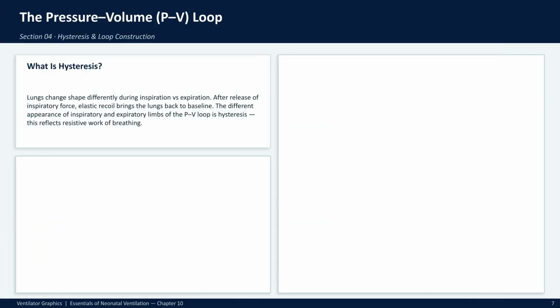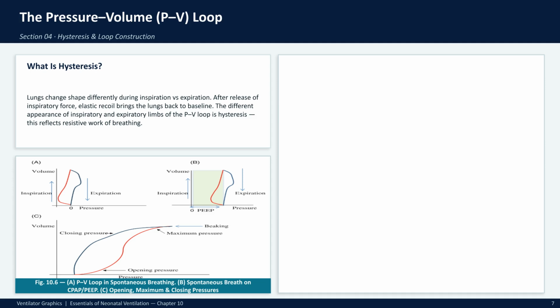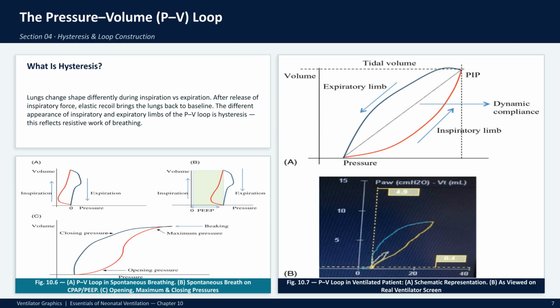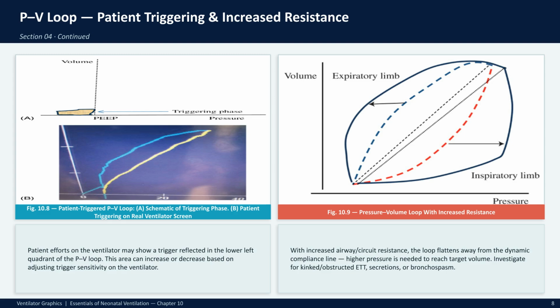The pressure volume loop demonstrates hysteresis, where the inspiratory and expiratory limbs differ due to the resistive work of breathing. This loop provides a visual representation of how the lungs change shape during a breath. On a pressure volume loop, patient effort is visible in the lower left quadrant as a trigger. If the loop flattens away from the dynamic compliance line, it indicates increased airway or circuit resistance, which may point to issues like a kinked tube or secretions.